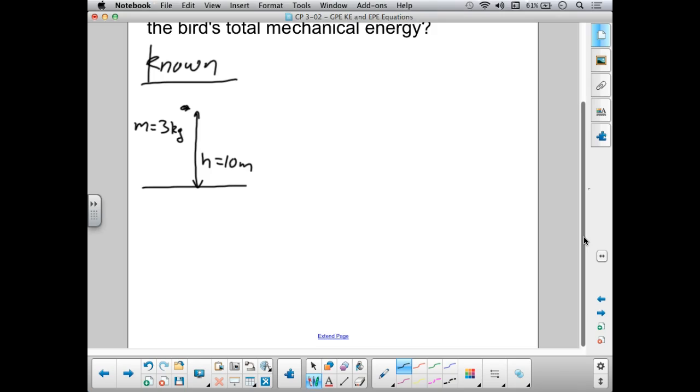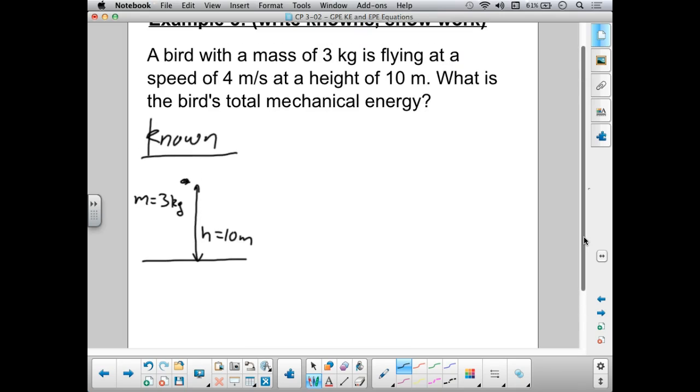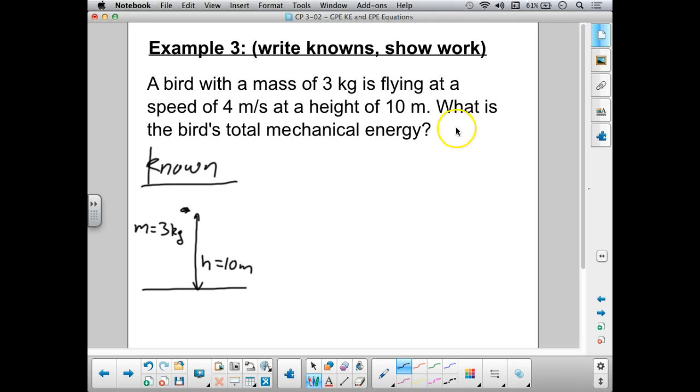I'm writing down the value, the variable, and the units. H equals 10 meters. And one more thing I know about this bird, it is flying at a speed. It has some motion of 4 meters per second, so I want to include that as well. Four meters per second. So now I've summarized my information on a diagram. I've labeled it. Let's make a statement about what we need to find.